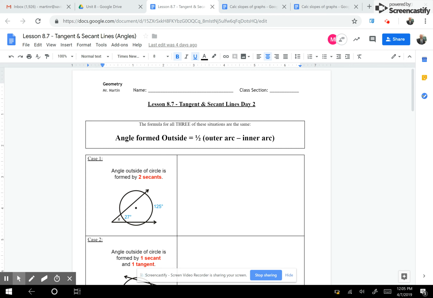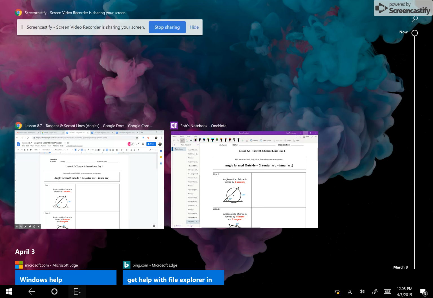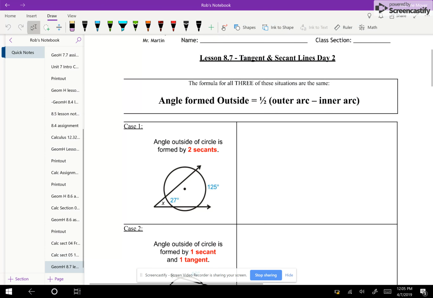So let me go to my notes. We are looking at lesson 8.7, and this has to do with secant lines. Now, we've been talking a little bit about secant lines, right? Secant lines are lines that cross through the circle. So, for example, this line would be a secant line, and this one is also a secant line. So this now is an angle outside the circle made by two secant lines.